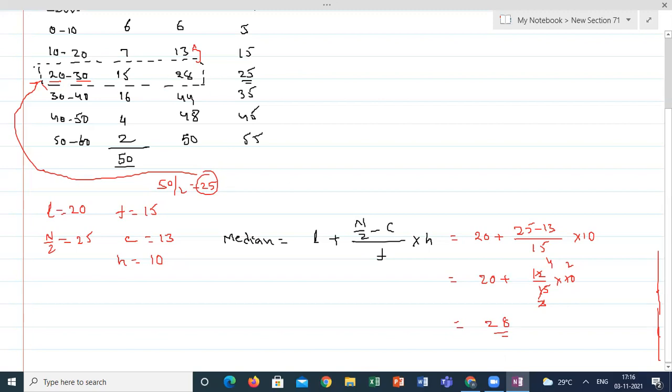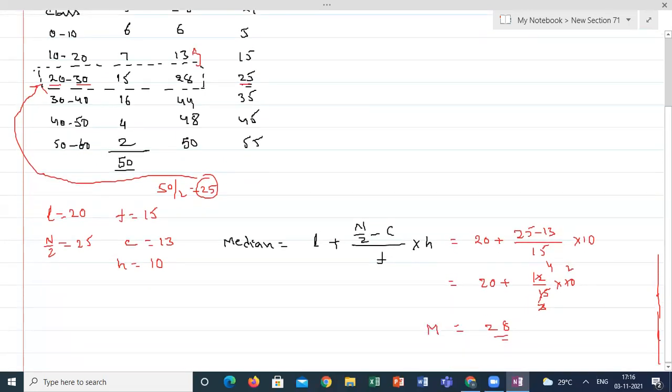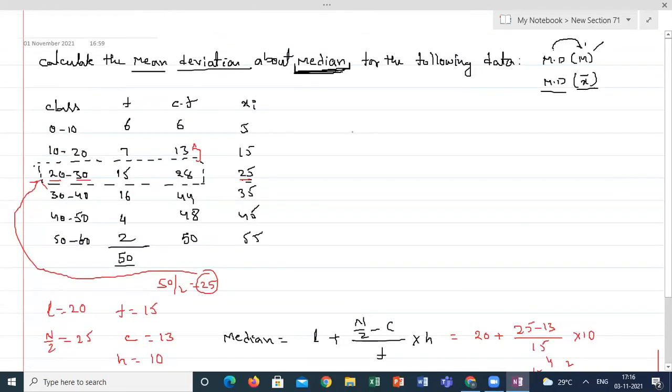What median will you get if I take it straight away? If I take it straight away, you will get 25. But if I calculate like this, I'm getting the median as 28. So with the help of this, this is your median. Once we have the median, it is easy to solve.